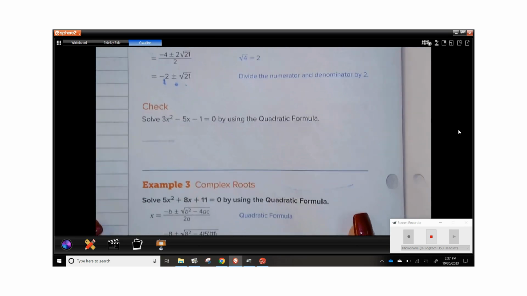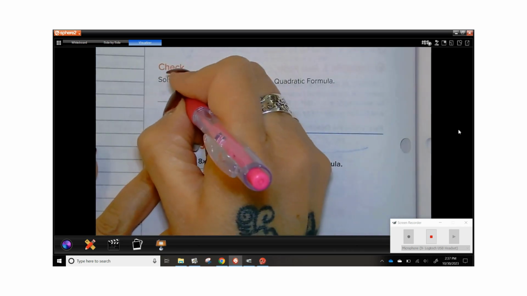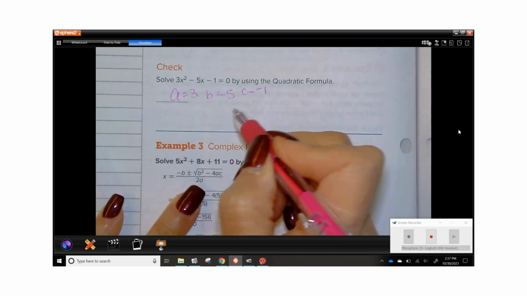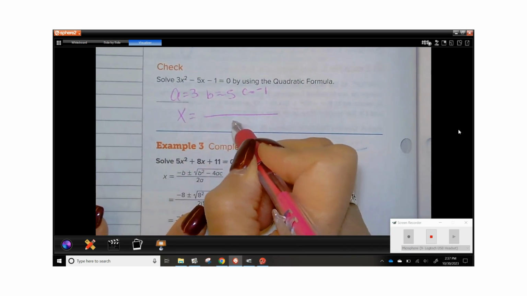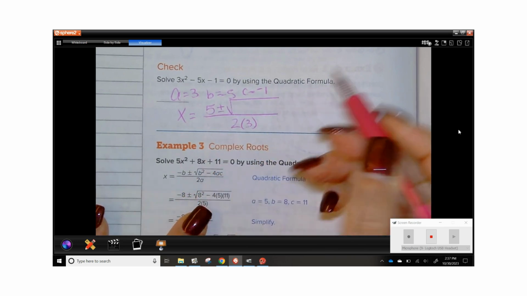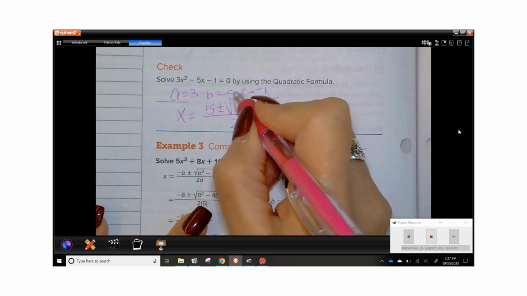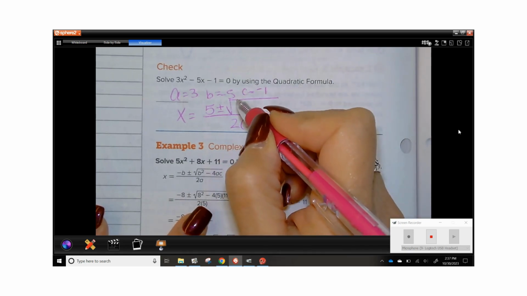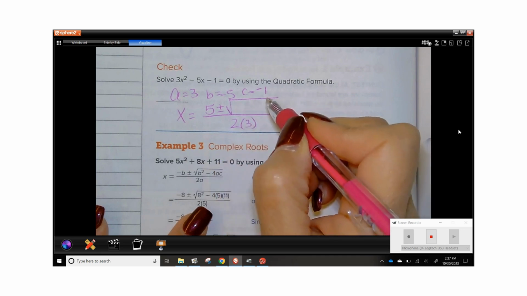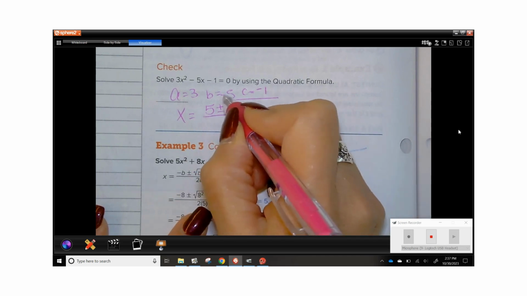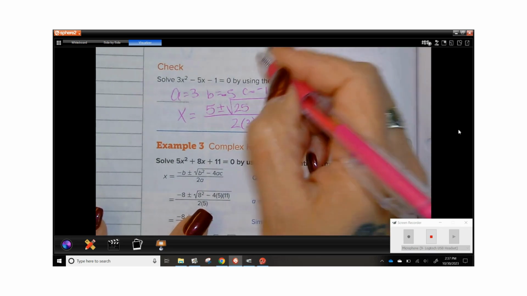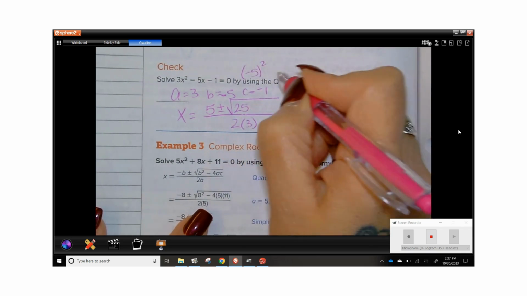We could do the check though. A is 3, b is negative 5, and c is negative 1. So x is the opposite of b over 2 times a. Now this is where I'm saying you could write b squared, so negative 5 squared. You could write 5 squared because it's going to be positive. But when I'm doing this, I know negative 5 squared is 25. So you could write for the 25, you could put this, or you could put this.